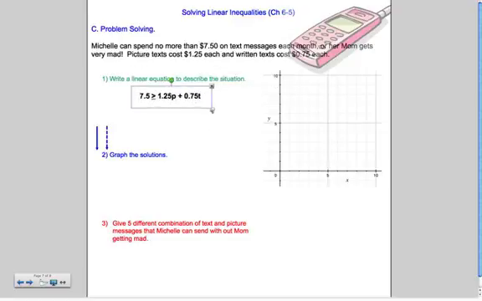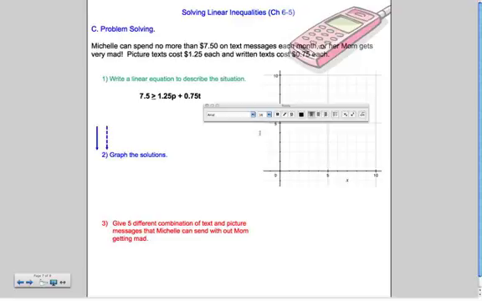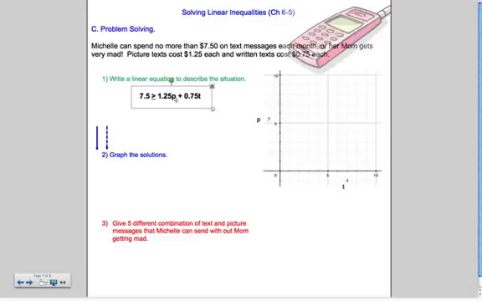All right. Well, let's call one picture and one regular text. Let's go p on the side and t on the bottom. Cool? All right. Well, graph this. There are a number of ways to graph it, but a pretty easy way would just be to solve for p, as it seems to be y. Yeah?